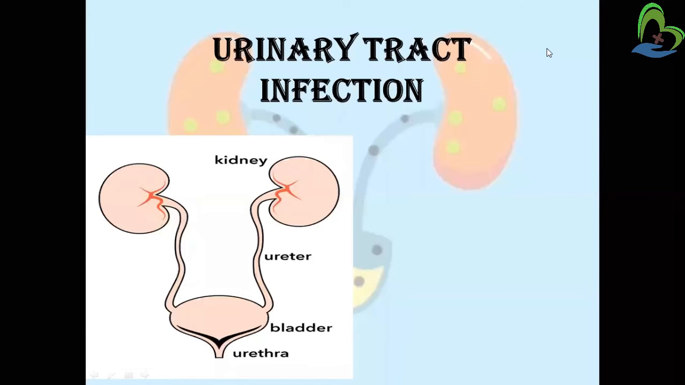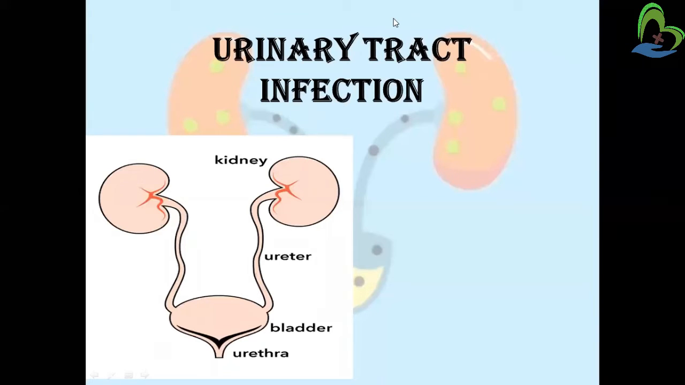Hello everyone. Today we learn regarding urinary tract infection. First of all, we need to see what a urinary tract infection is, and before that we need to see the anatomy of the kidney or the urinary system. In that, two kidneys are situated, then two ureters, then one bladder and one urethra.